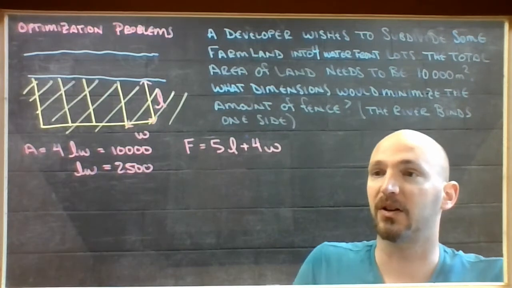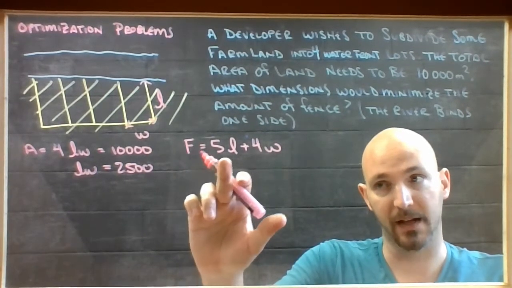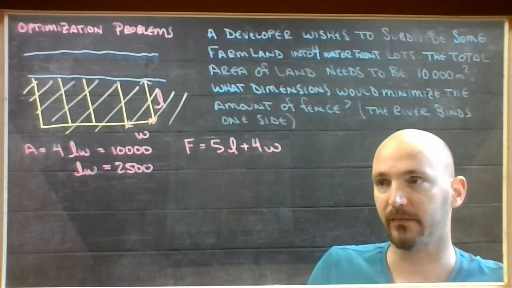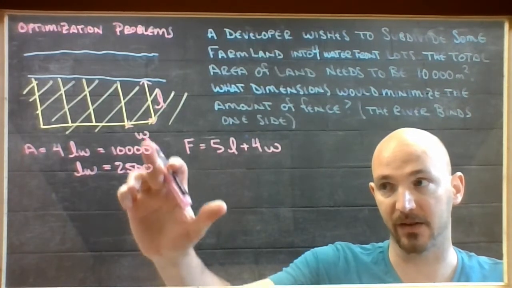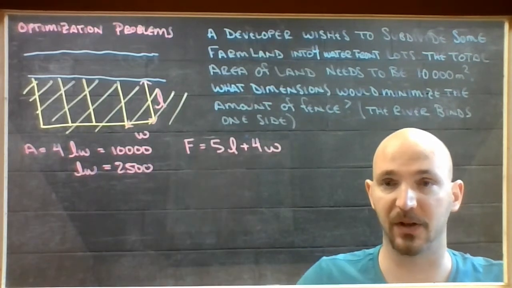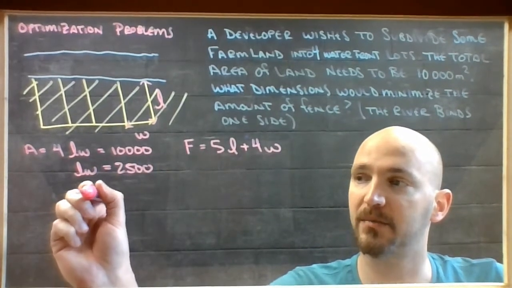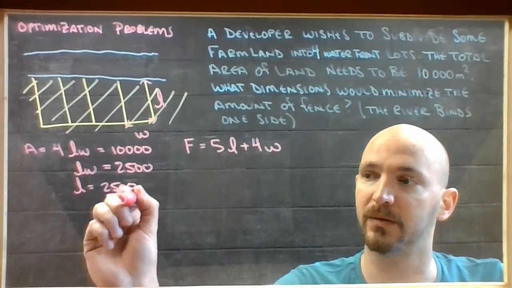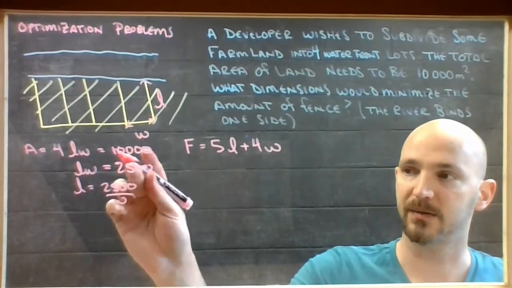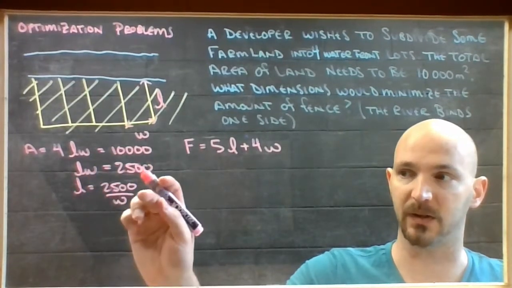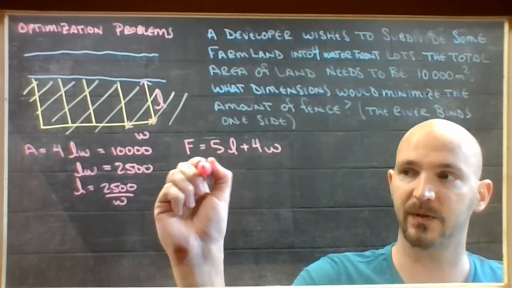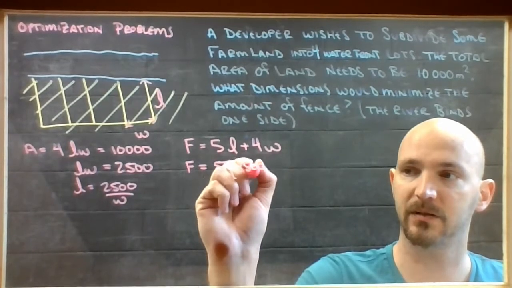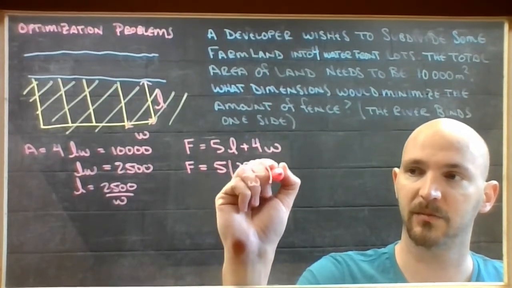Anyway, so I have something here that I'm trying to minimize. It has too many variables, like all of the problems we've done so far. So I need to take this thing, my constraint, and I need to shove it into my equation for the fence. So I'm going to make the length the same as 2500 over W. So all I did was divide both sides by W here. So in it goes, F is 5 times 2500 over W plus 4W.